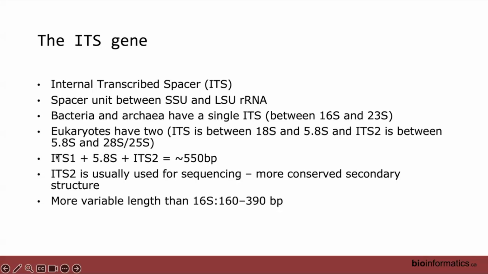And so sometimes now, as we're moving more towards longer read sequencing, particularly, the whole thing might be sequenced. And so in that case, we're looking at the ITS1 plus the 5.8S plus ITS2, and that's about 550 base pairs. But the ITS2 in shorter read sequencing is what has been used the most often, typically. And that's because it has a more conserved secondary structure than the ITS1. But again, this is more variable in length than the 16S. It's much shorter, but you're seeing very large amounts of variation in the length between different taxa.